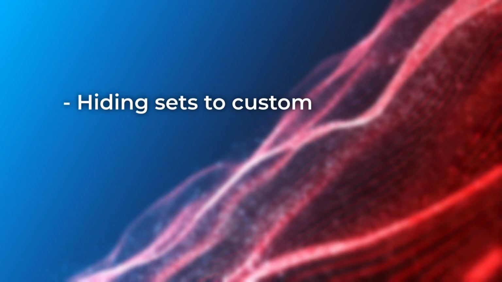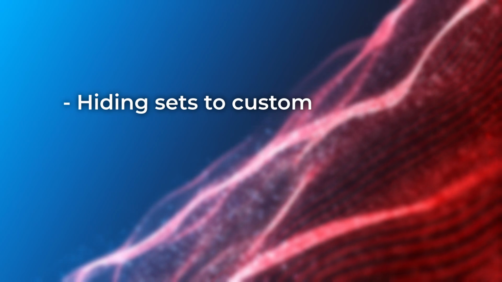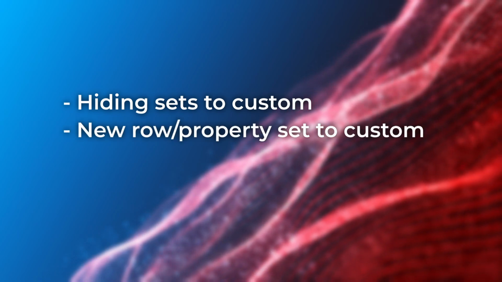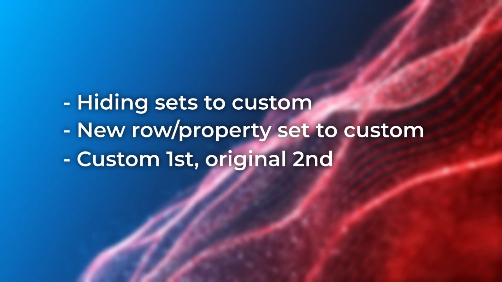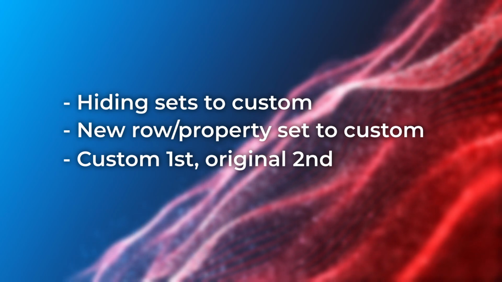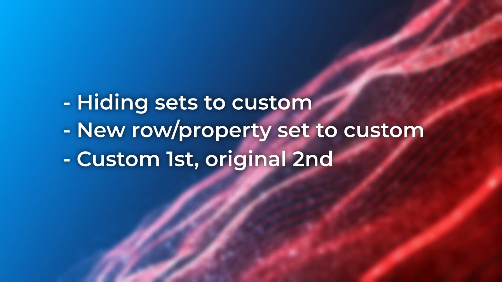Also, looking at the underlying Unreal code, it looks like when you hide a property, it sets that property to be custom. And when you add a property or row, etc., they also have the custom flag. And this flag means they get added to the list first. So any properties that already exist will be at the bottom, I believe. I could be wrong. If anyone knows better, please let me know in the comments.